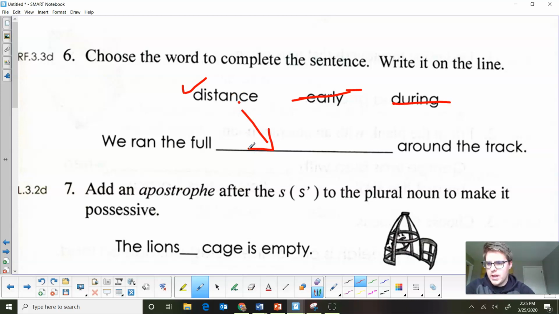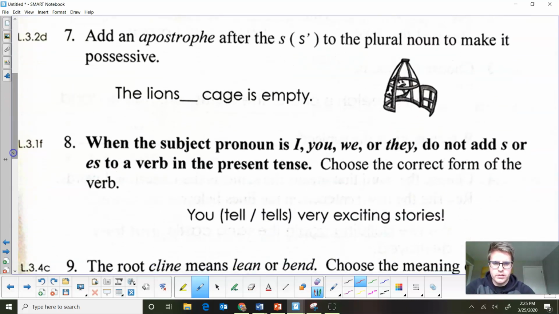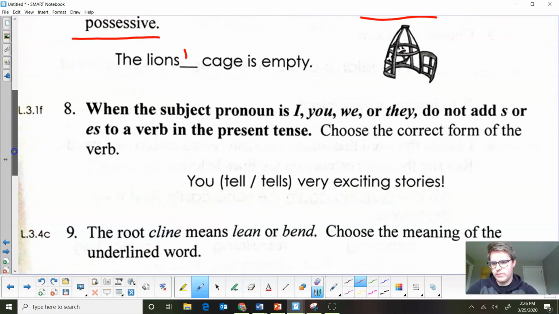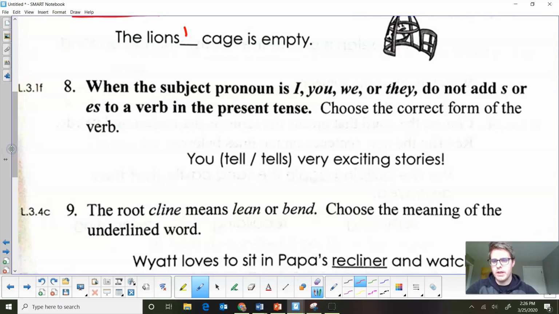Number 7, add an apostrophe after the S to the plural noun to make it possessive. So to show ownership, like it belongs to a plural or more than one noun, you have to put an apostrophe after the S. So the lions' cage is empty. So a bunch of lions live in the cage. It's empty. We're all going to get eaten. But the apostrophe, at least we know that. The apostrophe goes after the S. Maybe the lions will spare us since we knew that.